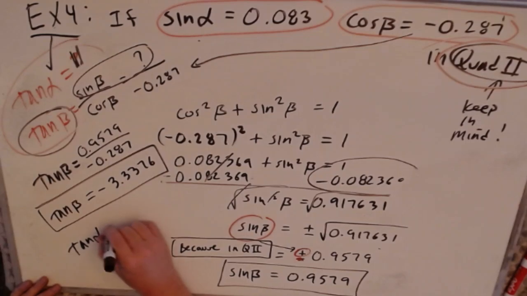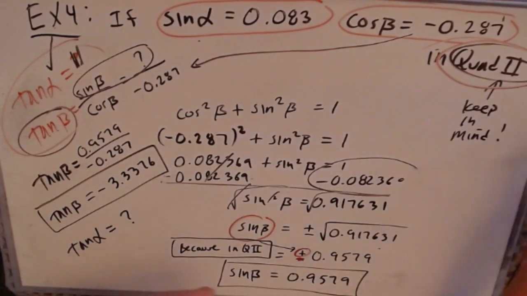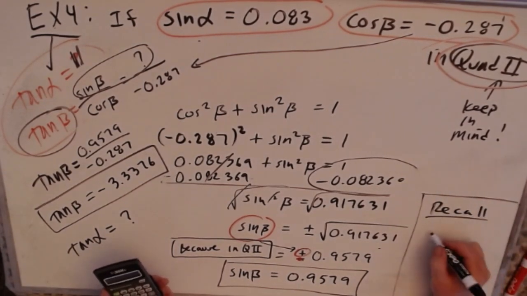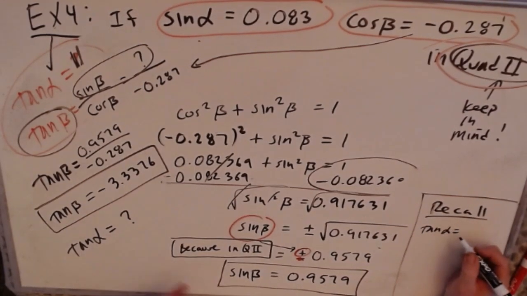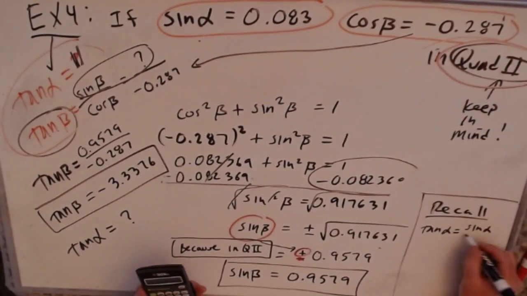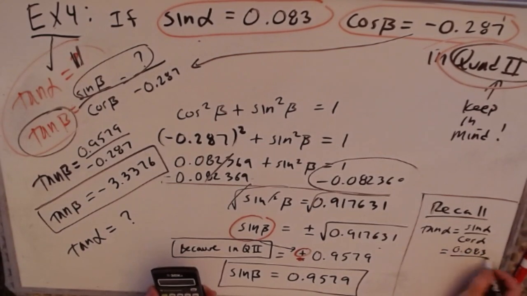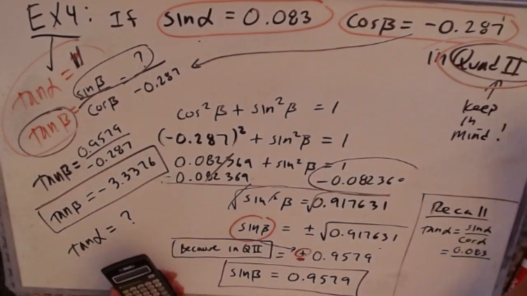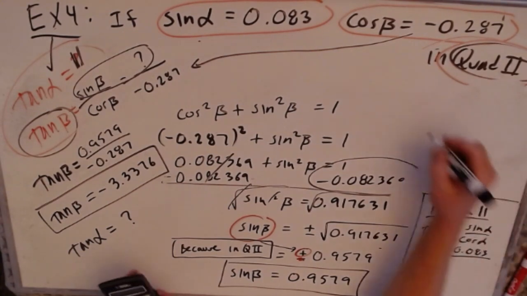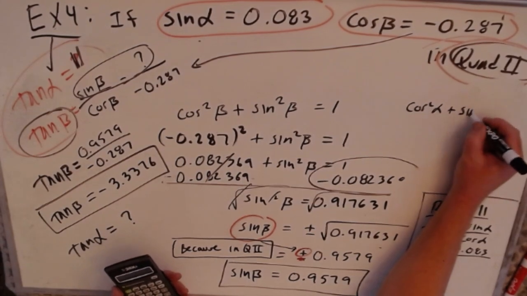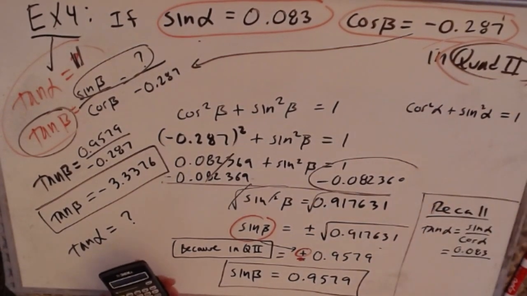I seem to have lost my tan alpha. You guys can rewind this. I unfortunately can't do that, so just give me a second here. I'm going to do a quick recall. So tan alpha got erased. That would be sine alpha over cosine alpha, 0.083. What was cosine alpha? So I got cos squared. Sorry, you're going to have to watch me do this one more time. I'll just do it quicker. Can't believe I erased that.